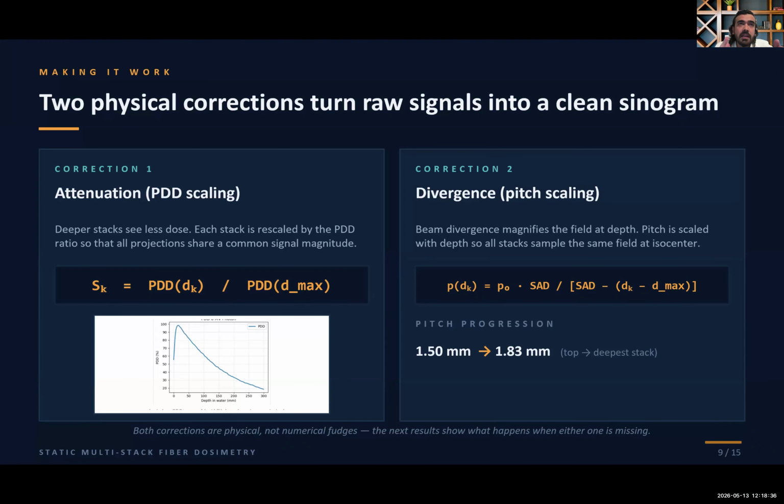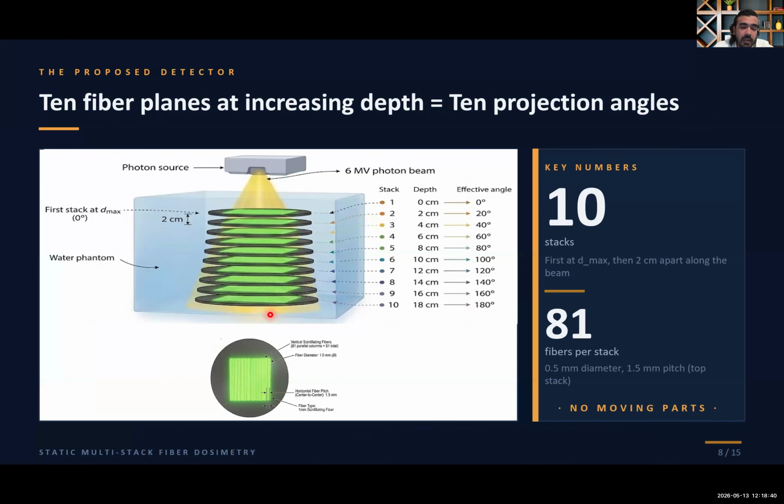The top stack stays at 1.5 mm pitch, and the deepest stack ends up at 1.83 mm. As I have said, you can see in the previous image that the last stack is bigger than the first stack. This is because I have increased the pitch of the fiber placing in the last stacks to compensate for the beam divergence. So the first stack, the pitch is 1.5 mm, but as we go down, the pitch increases, and for the last stack, the pitch is 1.83 mm.